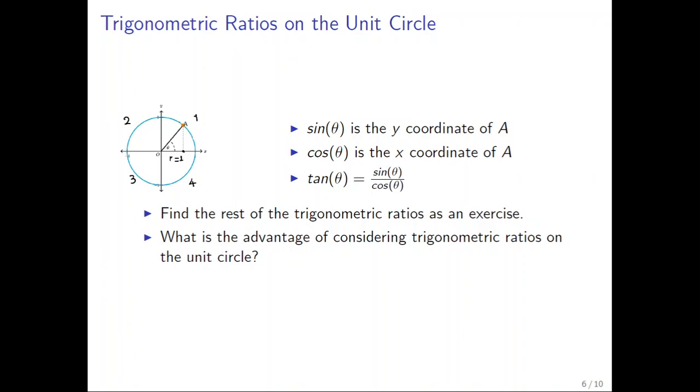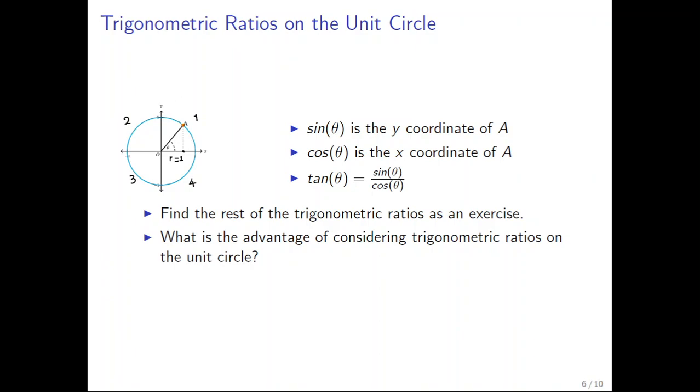For instance, if A is in the area 1 as shown in the circle, sine theta is the y-coordinate of A, cosine theta is the x-coordinate of A, tan theta is sine theta over cosine theta. As you see in the picture, the radius of the circle is 1. It's very important that if you want to use these formulas, the radius of the circle has to be 1, and the center of the circle has to be the origin. This is the unit circle.